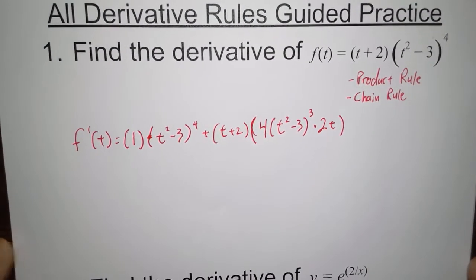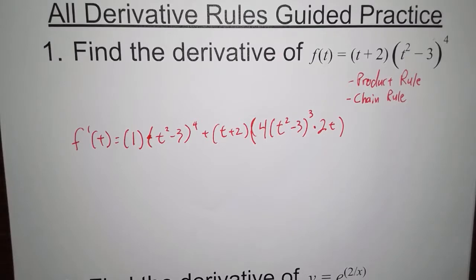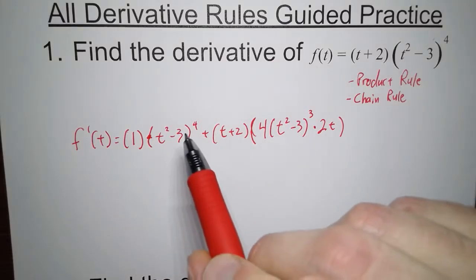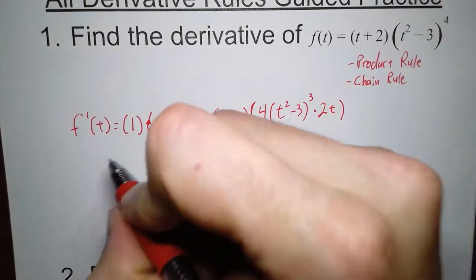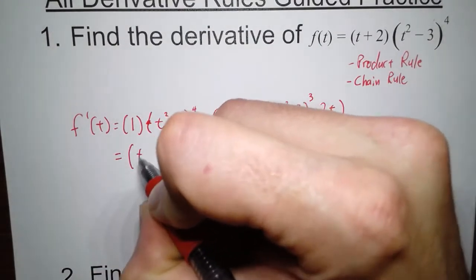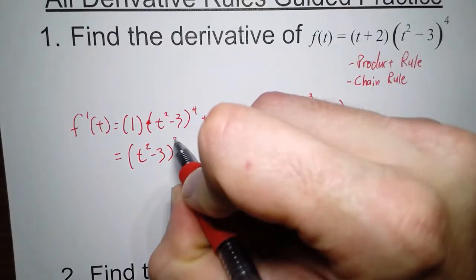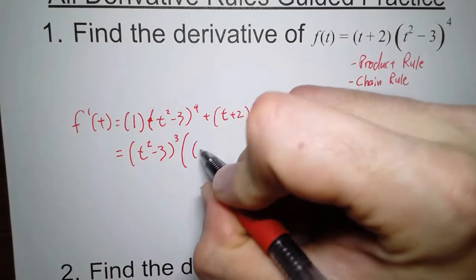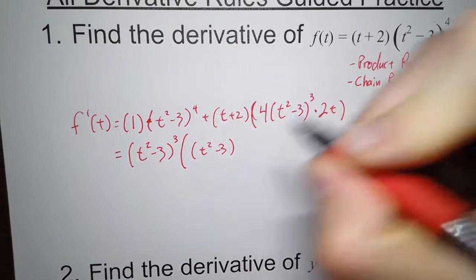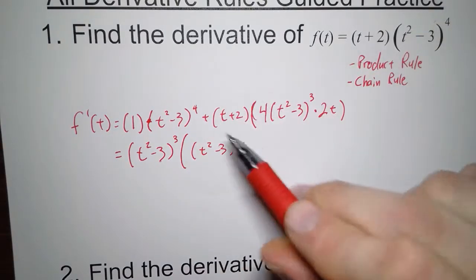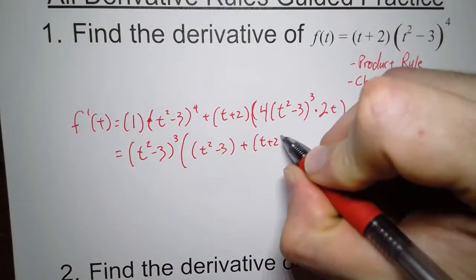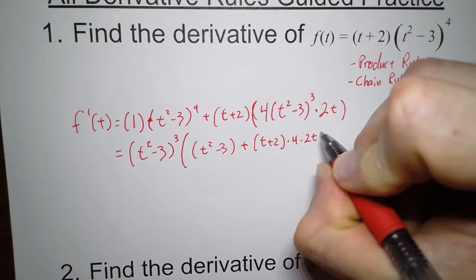Now at this point, what we can do to simplify our answer is we can look and see what we can factor out. What terms do both of these have? They both have a t squared minus 3. In fact, this one has 4 of them, this one has 3 of them. So that means we can factor out 3 of them. So we have t squared minus 3 raised to the third power. So when we factor this out of the first one, we're left with t squared minus 3. When we factor it out of this second term, we have t plus 2 times 4 times 2t.